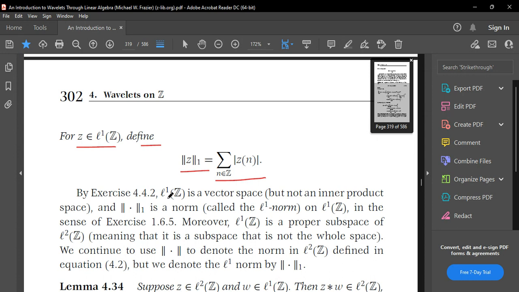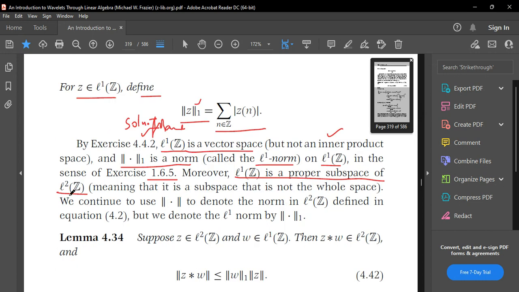In exercise 4.4.2, you can easily prove that L1 of z is a vector space, but it is not an inner product space. This norm 1 defined here is called the L1 norm, and this norm is defined in exercise 1.6.5. L1 of z is a proper subspace of L2 of z, which is in exercise 4.4.2 in the solution manual. We have this answer for this exercise, so refer to the solution manual. That is, there exists at least one element of L2 of z which is not in L1 of z. That is what proper subspace means. In the following cases we will denote the norm in L1 by norm 1, and simply norm means the L2 norm.